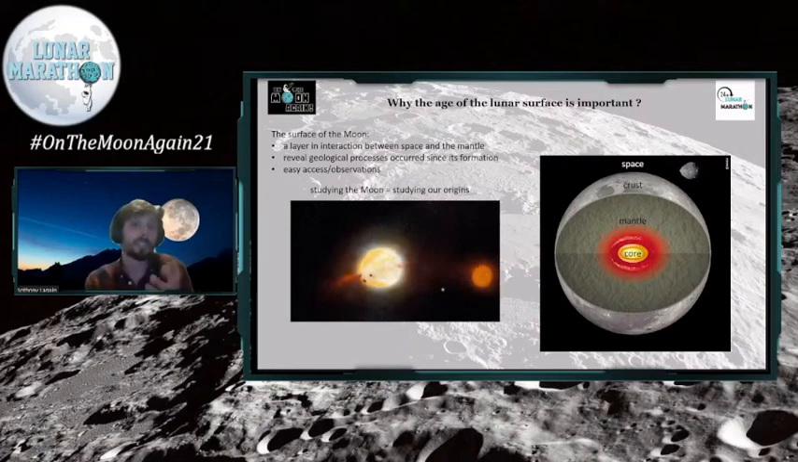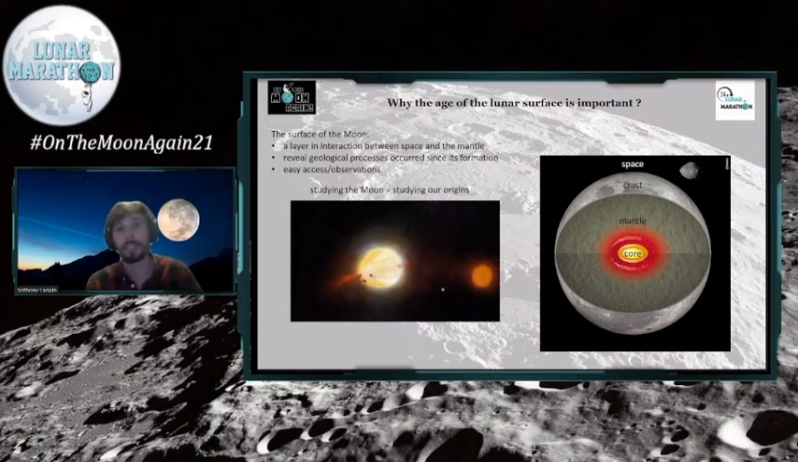And the interesting thing about the surface of the moon is that this layer is the witness of the geological processes that occurred since its formation. You have to imagine the moon as an onion composed of different layers: the core at the center, the mantle right above, and then the crust and the surface, which is the only part we have access to with our technology. And all of these layers are in interaction with each other.